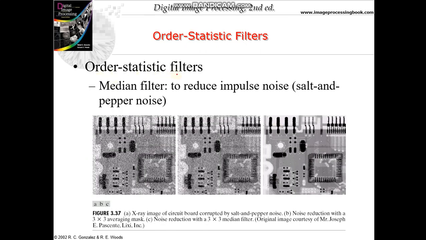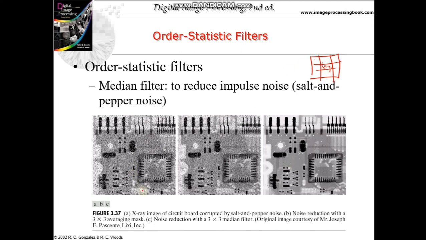Then there is the order statistic filter, or median filter. In that case, if we have a 3 by 3 sub-image, xy is replaced with the median of the values in these 9 coordinate locations. So finding the median and replacing xy with the median value is an example of an order statistics filter.